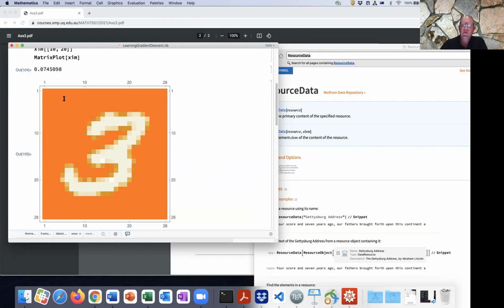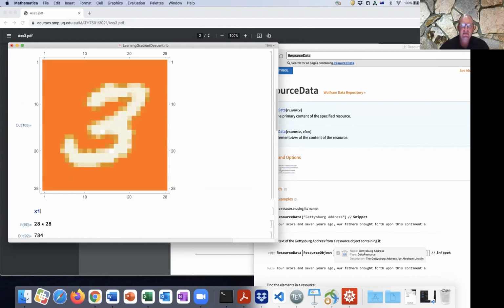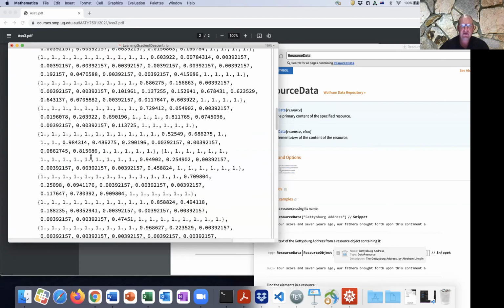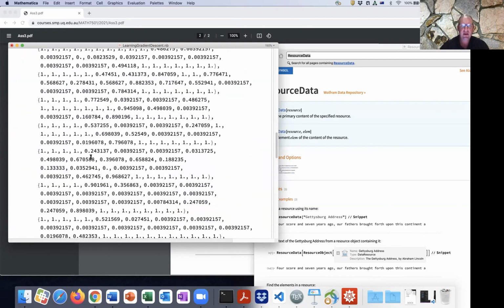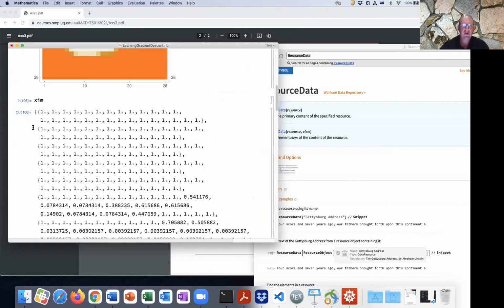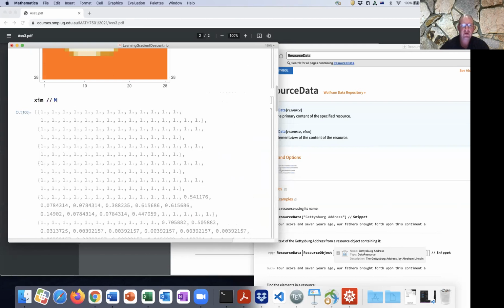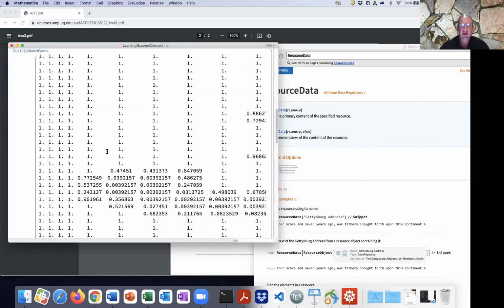But if we'd like, let's take this xim, this image. So this is this matrix, here it is. We could have also shown it in matrix form, right? Here it is as a matrix. Here we actually see it as a matrix.